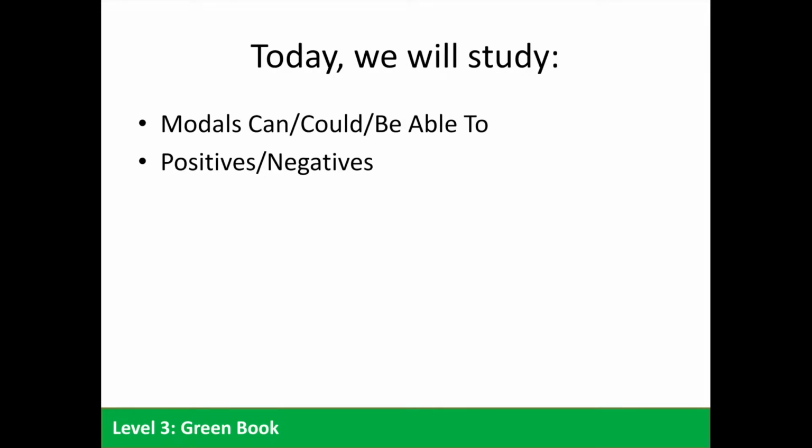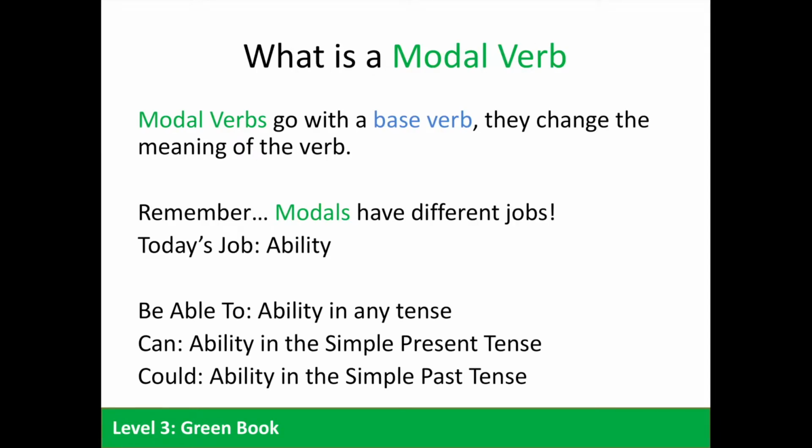So again, in this lesson, we're going to talk about the modals can, could, and be able to, as well as how to make positive and negative statements about ability. You'll need to remember that modal verbs go with base verbs, and they change the meaning of the verb. Remember, modals have different jobs, and in this lesson, we're going to talk about using modals to talk about ability.